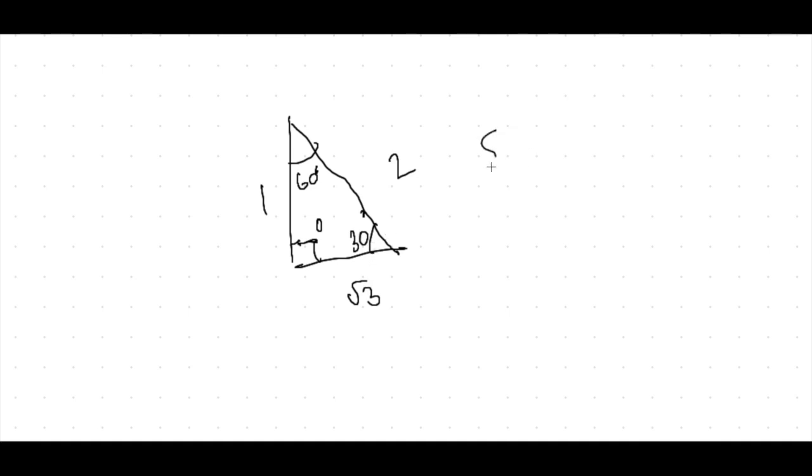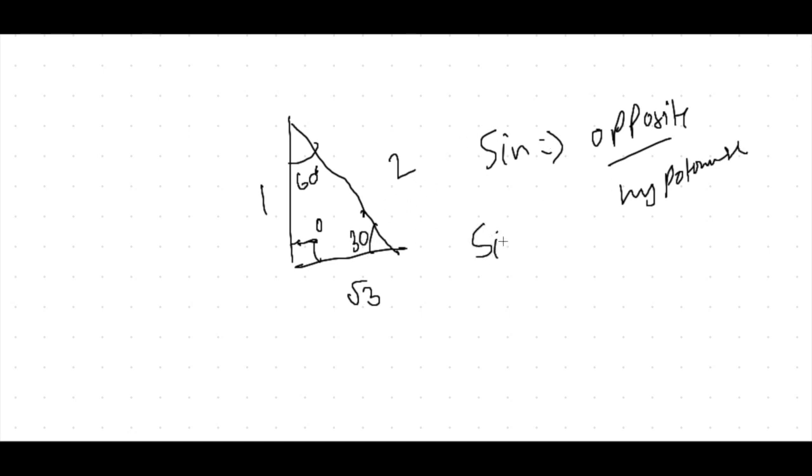So as you know, sine is opposite by hypotenuse. So if you take 30 degrees, so sine 30 would be opposite over hypotenuse. So what's the opposite side of 30 degrees, which is 1? Let me label them A, B, C. So opposite of 30 degrees is AB, which is 1, and the hypotenuse is 2.